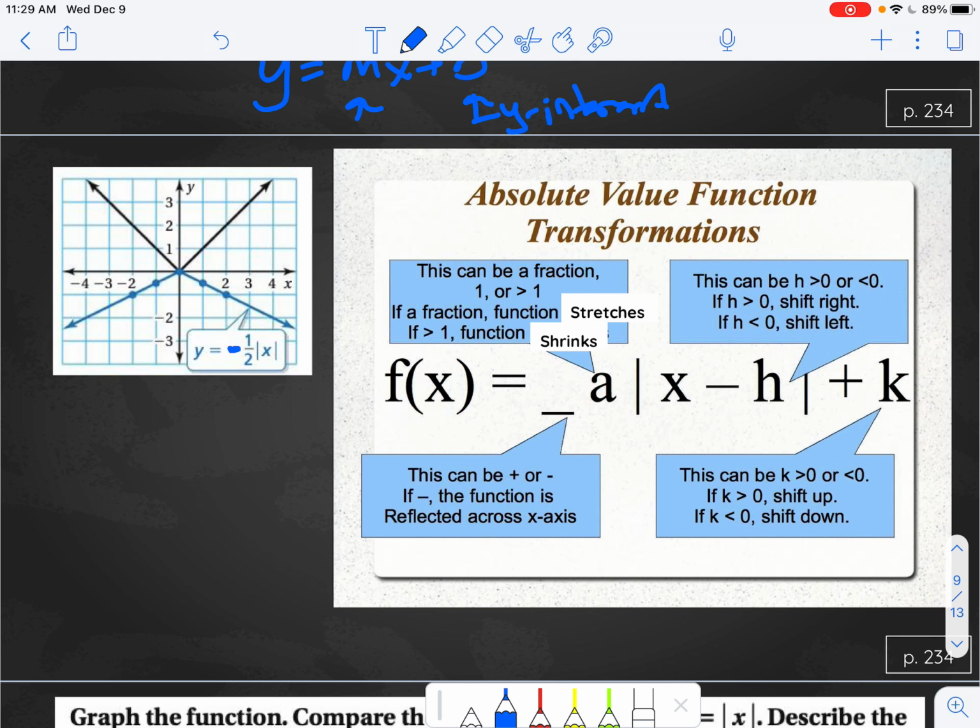Last thing, if we do have a negative sign in front of our slope here, then that flips our absolute value upside down. So when it's positive, we're going up, and it looks like a V. When we are having this negative sign out front, then our graph is flipped upside down.